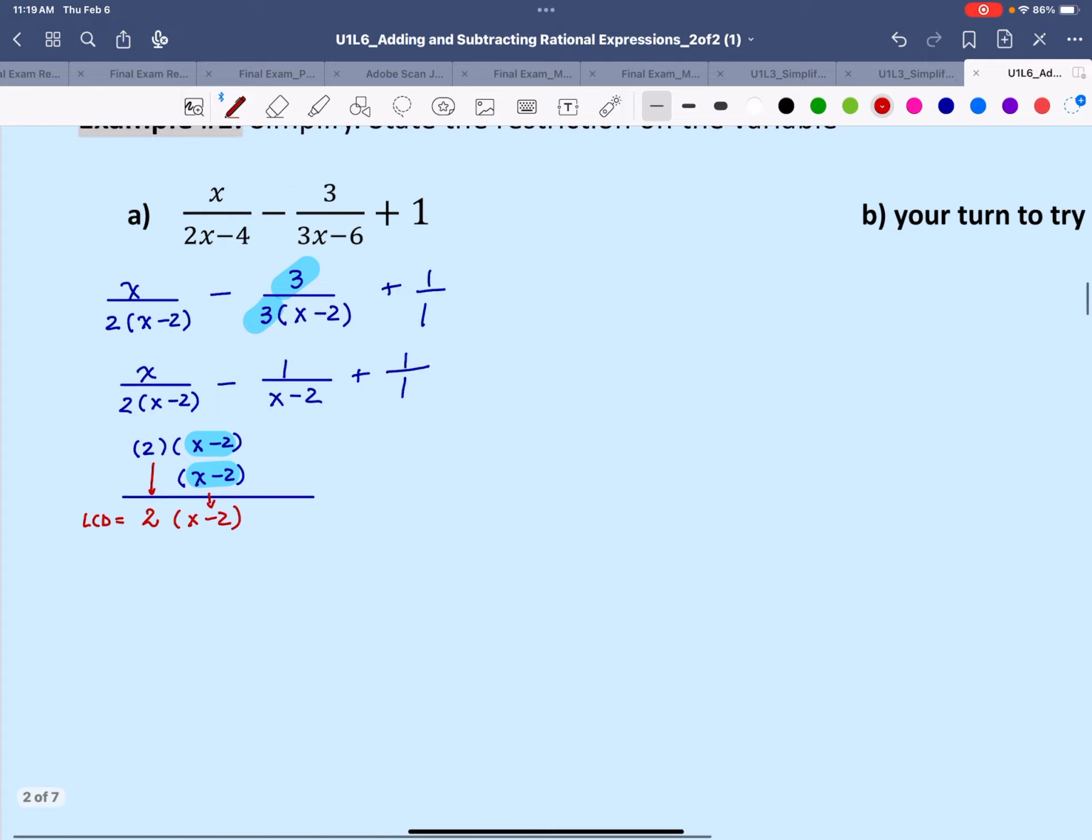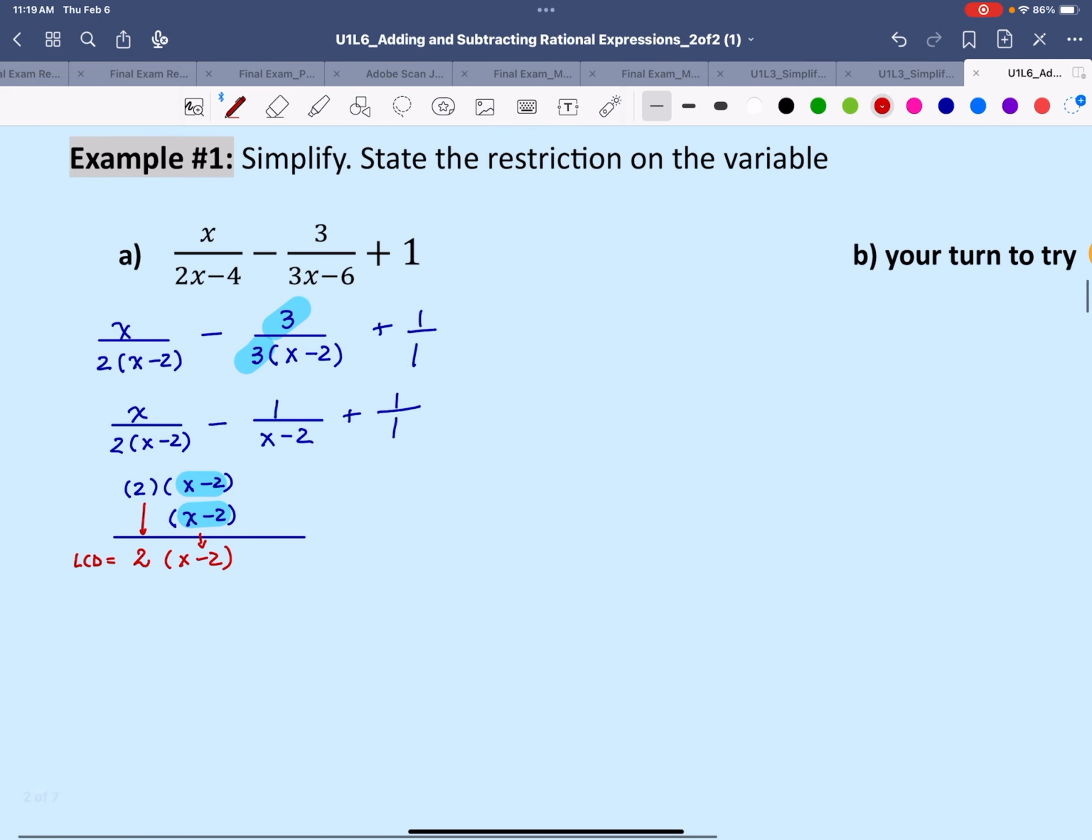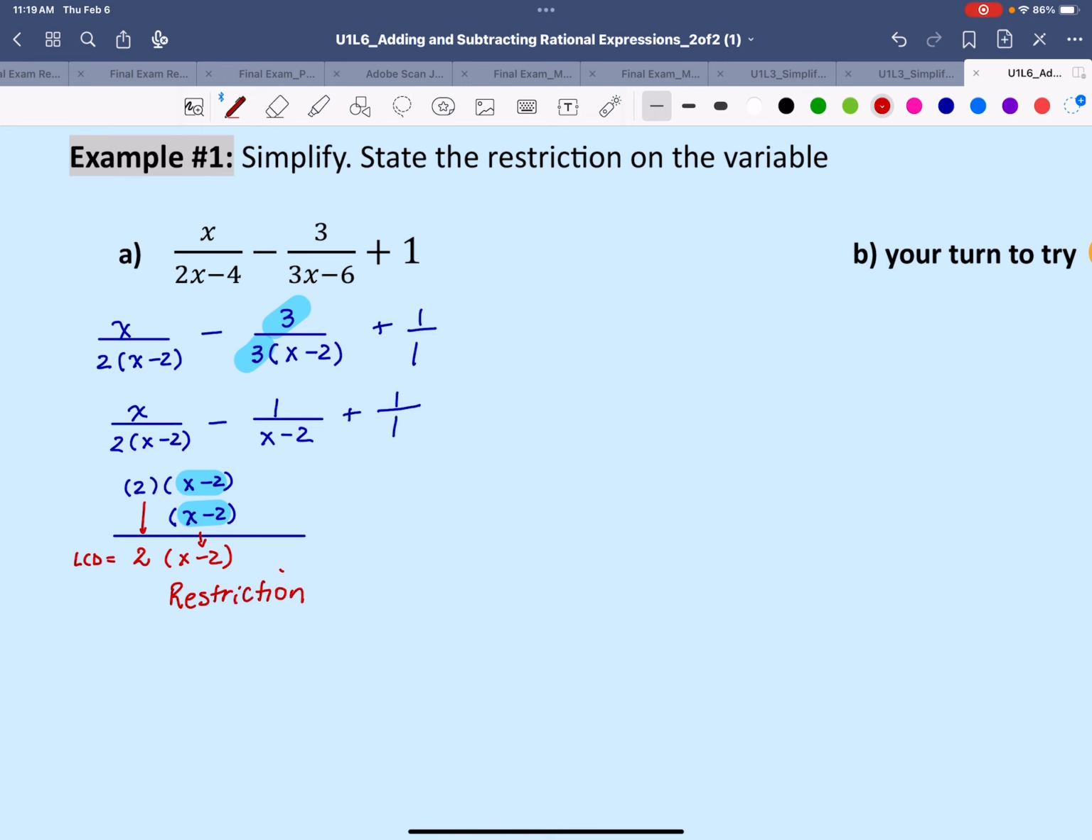So our job now would be to state the restrictions. As you can see here, we have 2 factors in the lowest common denominator. One of the factors is numerical, which means that we already know the value of it. We know that the number 2 cannot equal 0 ever, because it's 2. And the only restriction that we can list here is the one that comes from a factor that contains a variable, which is x minus 2. So we'll say x minus 2 is different than 0. x has to be different than 2. That's the only restriction we have to list in our case.